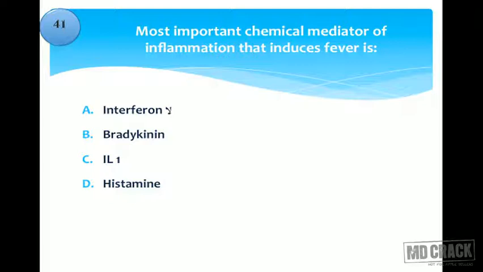Yes, correct choice is interleukin 1, actually interleukin 6 and tumor necrosis factor alpha. Three things are important for the onset of fever. Remember my friends, three important chemical mediators that cause fever are interleukin 1, interleukin 6, tumor necrosis factor alpha. So we have a choice here, interleukin 1. So that's why that is the answer.